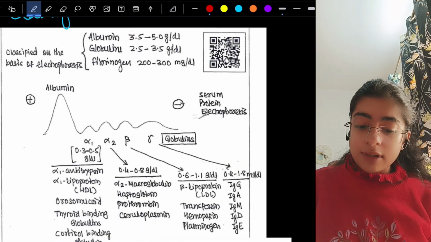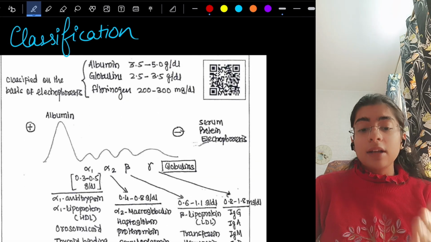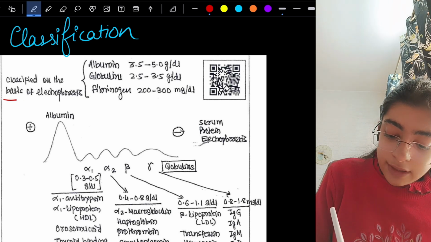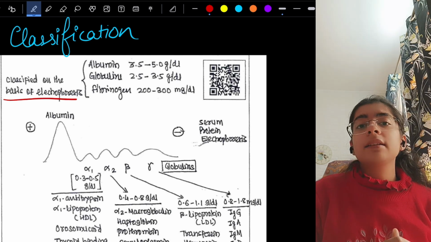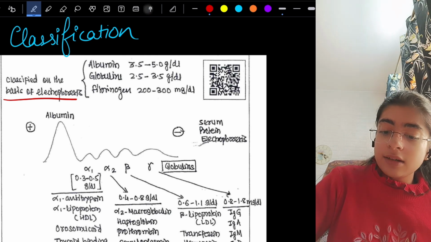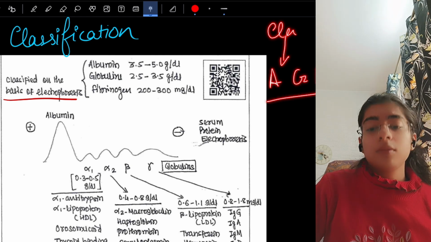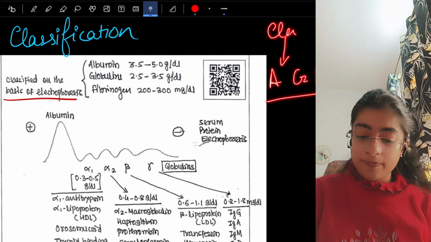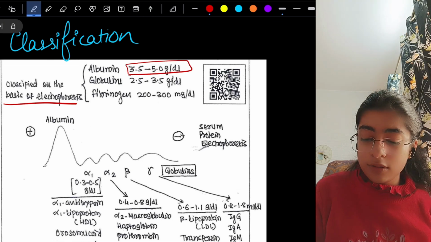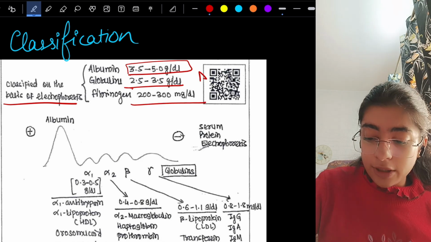Now, classification. Earlier it was based on something else, but now it is based on the electrophoretic pattern. So it is based on electrophoresis. If you are writing the classification, you need to write on what basis we have classified. It is not that you write some classification, that it is classified into albumin, globulin, fibrinogen, but how? You need to make it clear. So albumin, this value is also very important, 3.5 to 5 gram per deciliter. Globulins, fibrinogen, all these values are very important.